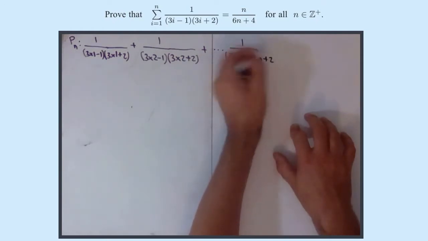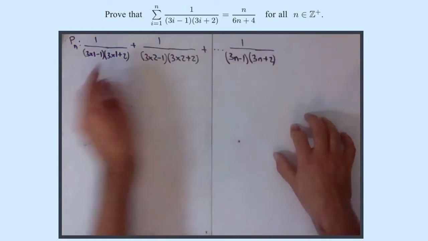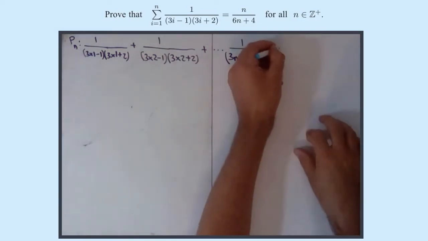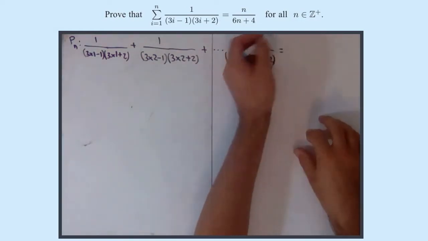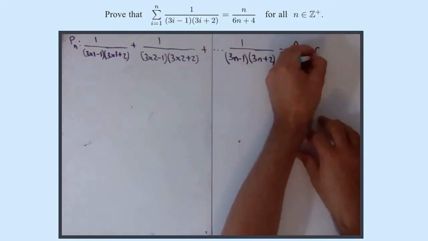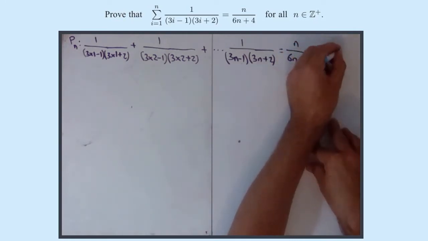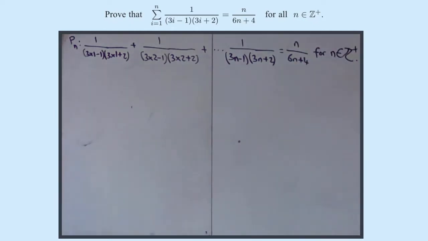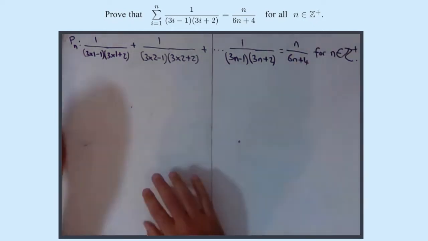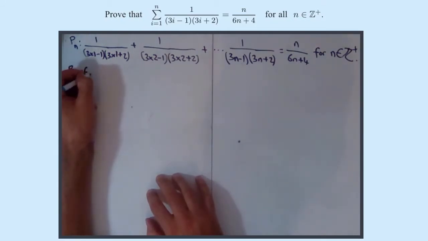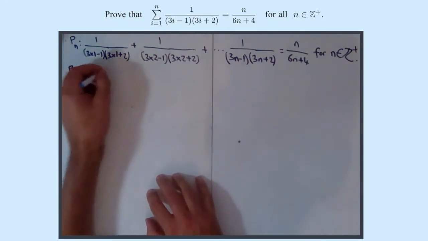So that's the series in shortened form, and the conjecture is that all of those things added together equal n over 6n plus 4 for all positive integer n. Okay, that's the conjecture, and we're going to attempt to prove it. So the proof, and we're doing it by the principle of mathematical induction.